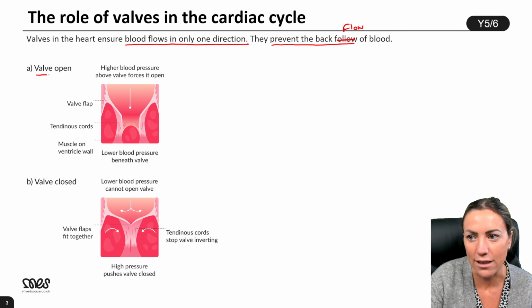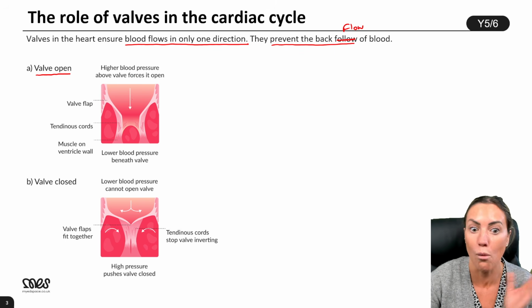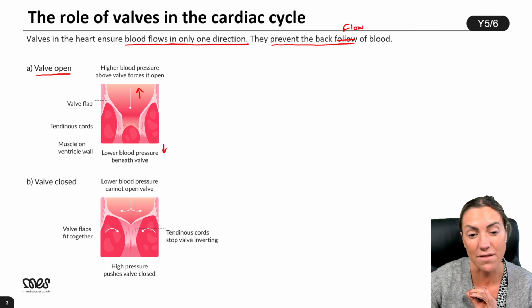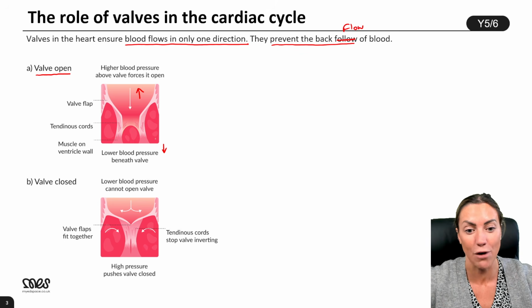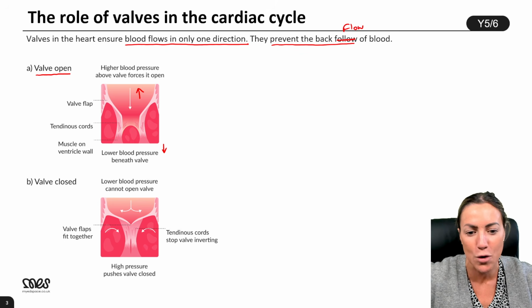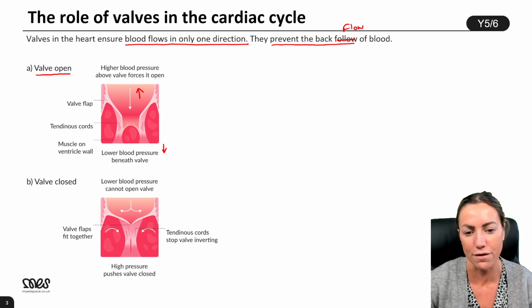Now, a valve will open when the blood pressure is higher above the valve or on one side of the valve. So you can see here, you've got a higher blood pressure above the valve. It's going to force it open. So the blood pressure is higher on this side of the valve and lower on this side of the valve. It's like a set of swing doors, right? If the pressure is higher behind the swing doors, it's going to push those swing doors open, and that's going to allow the blood to flow through.